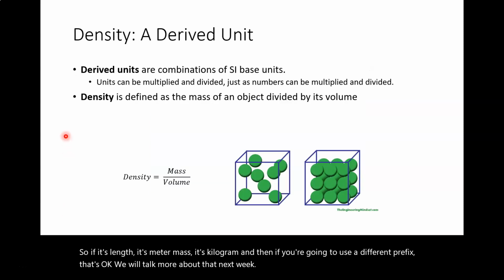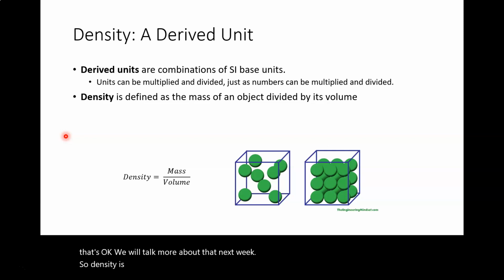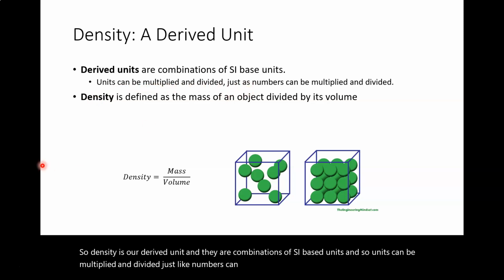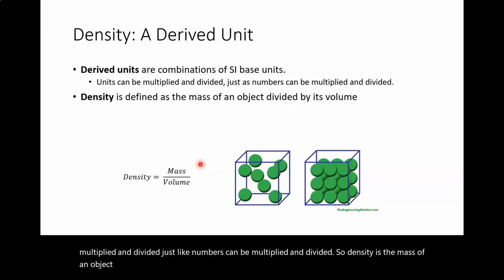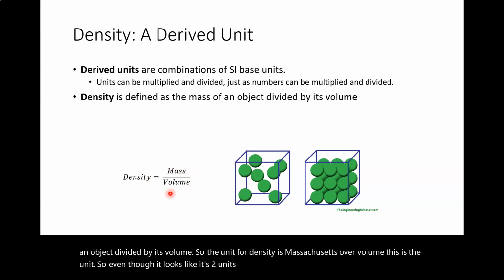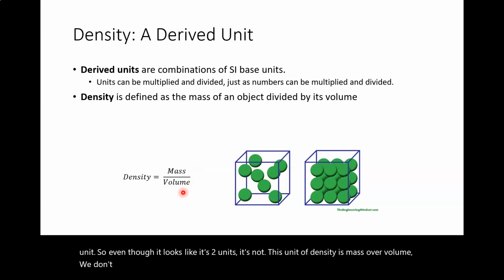So density is our derived unit, and they are combinations of SI base units. And so units can be multiplied and divided just like numbers can be multiplied and divided. So density is the mass of an object divided by its volume. So the unit for density is mass over volume. This is the unit. So even though it looks like it's 2 units, it's not. This unit of density is mass over volume. We don't have a specific word for it.